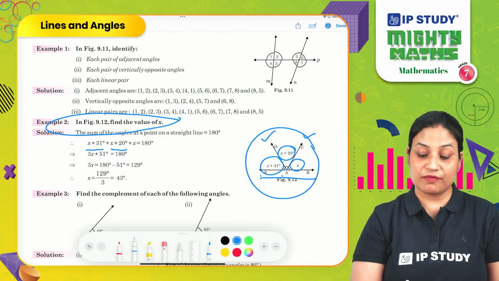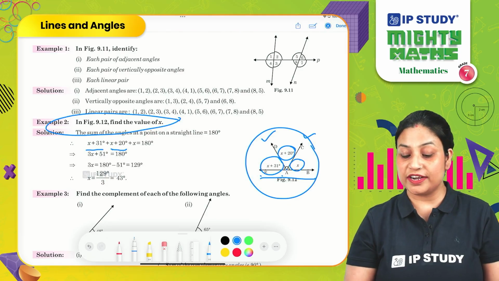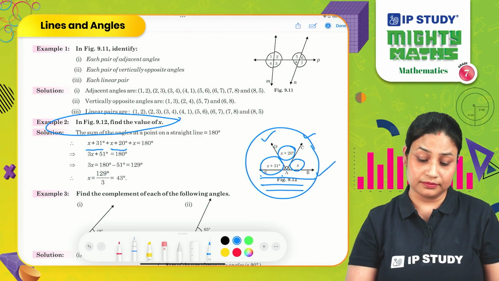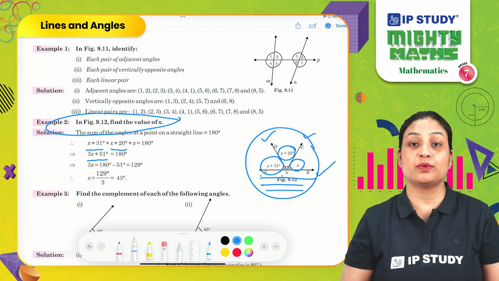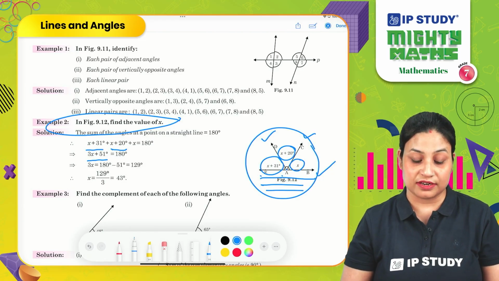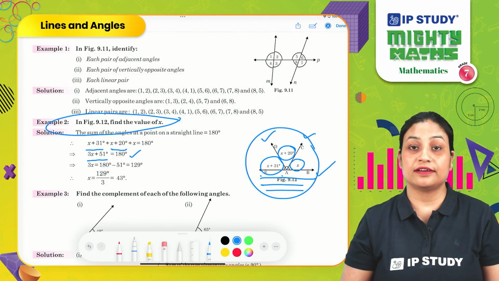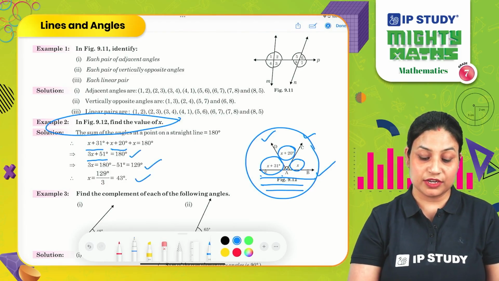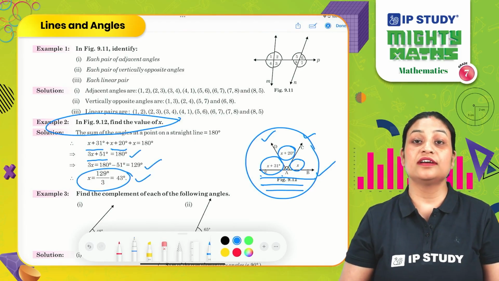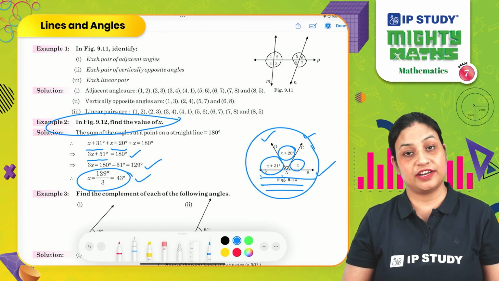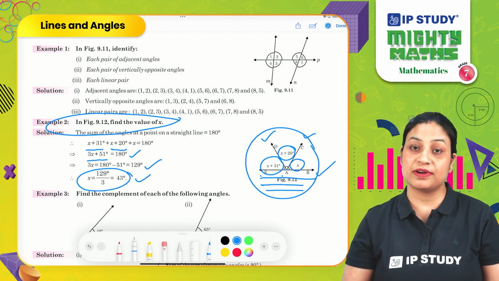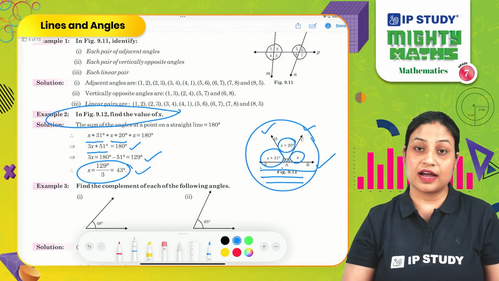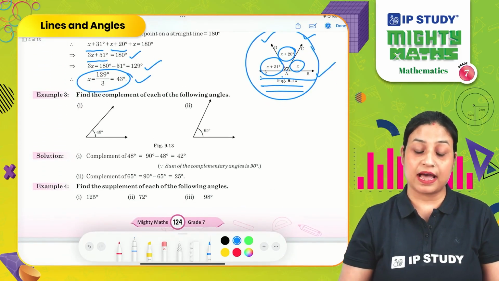Now the sum of all these angles will be equal to 180 degrees because EAB is a straight line. So what we will have is 3x plus 51 degrees post addition equivalent to 180 degrees, right? On solving it, you will get the value of x, that is 43 degrees. Am I clear, students? I hope this example is very much clear to you. Now let's move on to the next example.